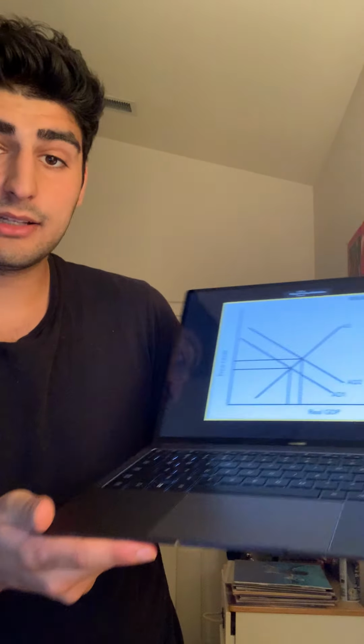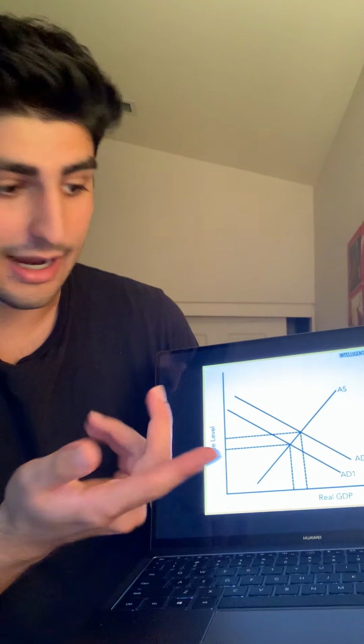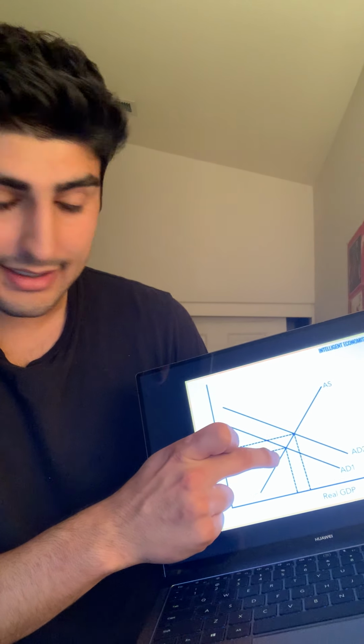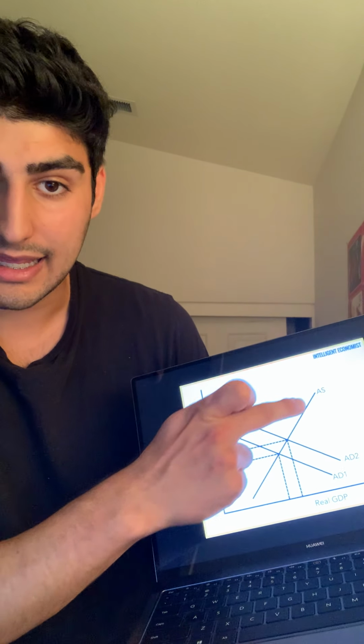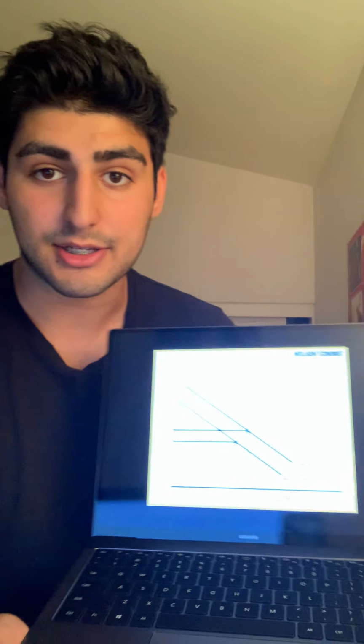Now, this is demand pull inflation. These two lines right here are aggregate demand 1 and aggregate demand 2. And price starts off right here lower and increases because demand increases. And this line right here, supply stays the same. So this is demand pull inflation. That's usually the one we want to go for.